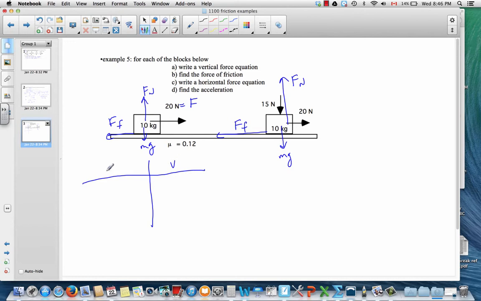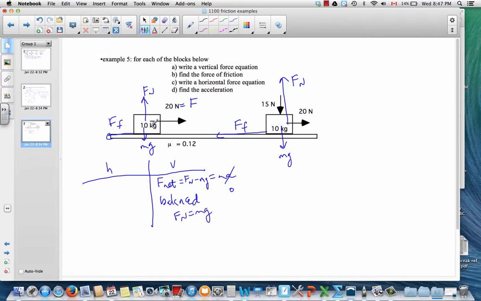So vertical, horizontal. Okay, in the vertical direction, again, net force equals ma, but because it doesn't move up or down, the acceleration is zero. So the net force, which would be the difference between Fn and mg, because they're opposite to each other, is zero. Or another way to put it, we have balanced forces.